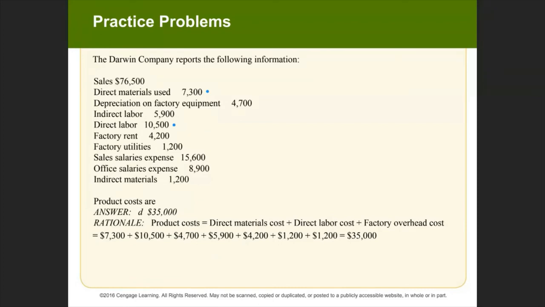Yep, so for factory overhead, we've got our 4,700, our depreciation. Our indirect labor is going to be part of our factory overhead cost. Factory rent is part of factory overhead. Our factory utilities and our indirect materials. And so when we add all of those up, it's going to give us this 35,000. So direct materials, 7,300. Direct labor cost was the 10,500. And then the total of our depreciation on factory equipment, indirect labor, factory rent, factory utilities, and indirect materials, that's going to give us our factory overhead.